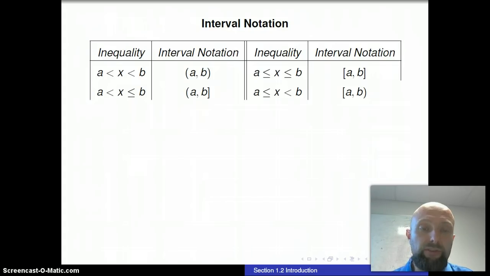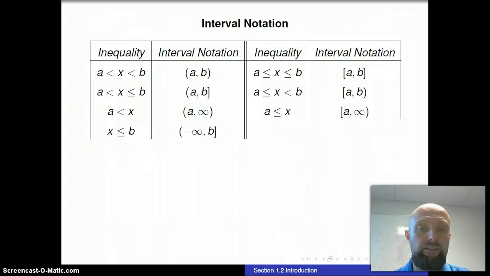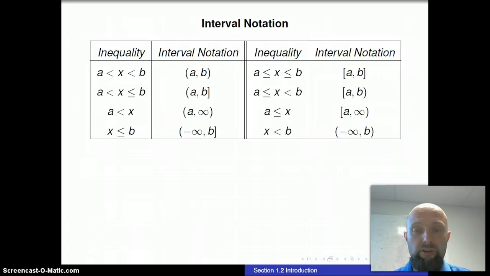Then we also have interval notations involving the infinity sign. For example, A is less than x becomes the interval A infinity. And here are the other 3 intervals, including infinity signs.